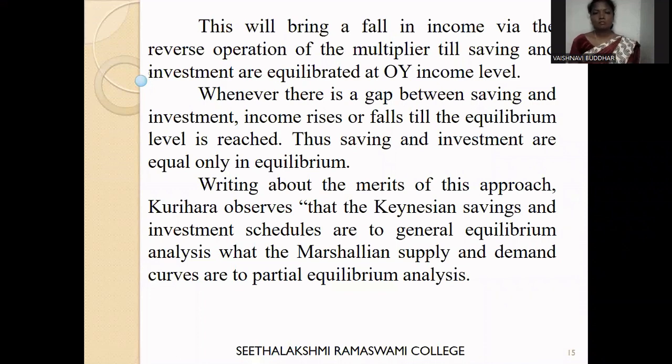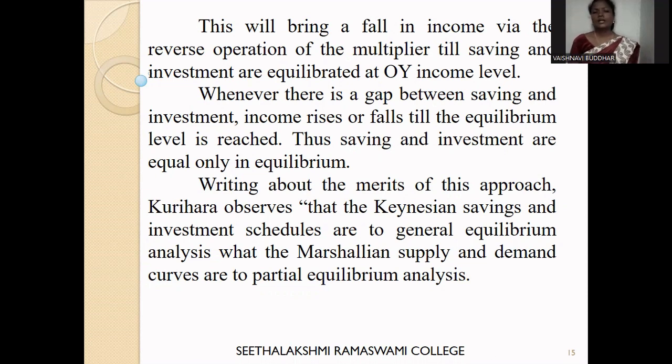This will bring a fall in income via the reverse operation of the multiplier, so saving and investment are equilibrated at the OY income level. If the extra savings are utilized for consumption, the reverse operation of the multiplier effect will reduce savings and increase investment. After that point, it will automatically bring the equilibrium income level OY. So here the reverse operation of the multiplier is working. Whenever there is a gap between saving and investment, income falls until the equilibrium level is reached.